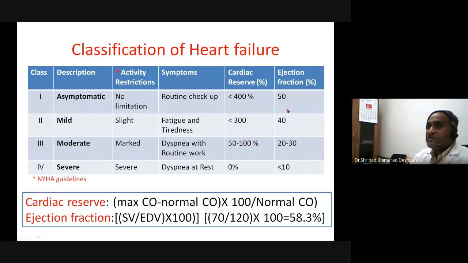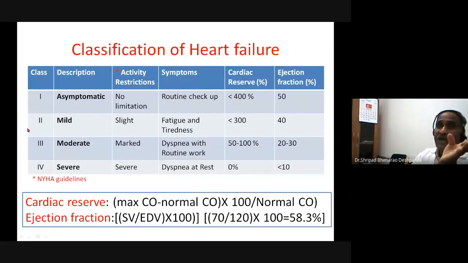If it is below 50, it is asymptomatic heart failure. So these are the persons, class 1, who have come for a routine checkup and did not have any restrictions. And when they have no restrictions, you have identified that their cardiac reserve is lesser than 400 and their ejection fraction is diminished.